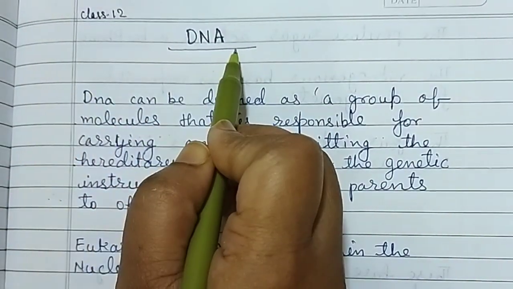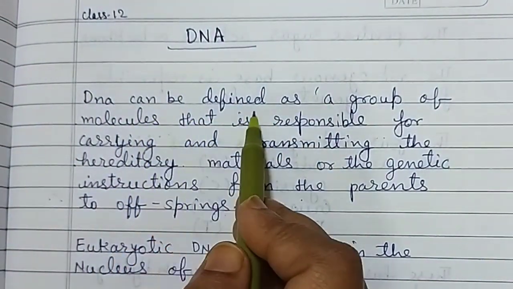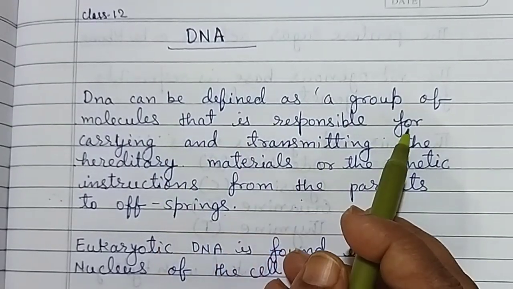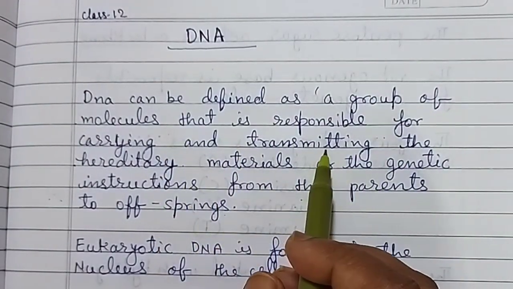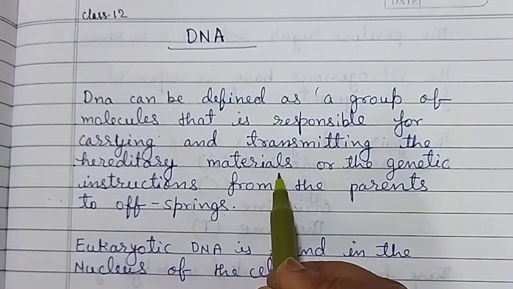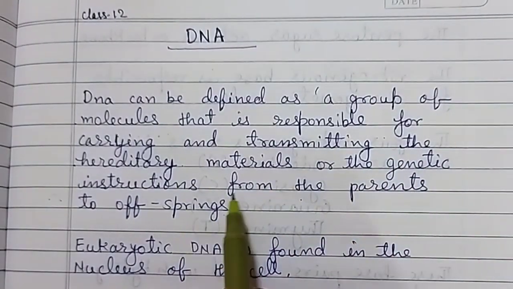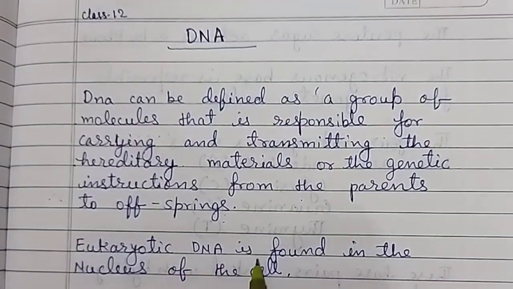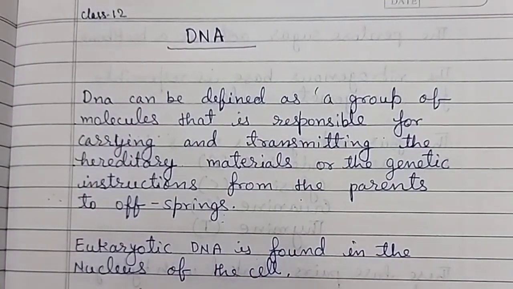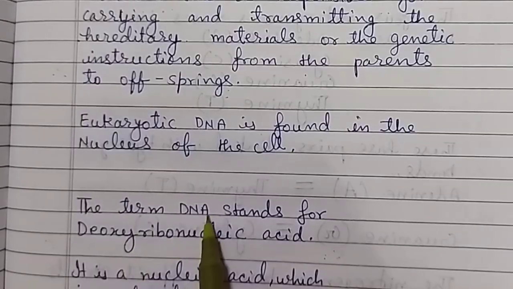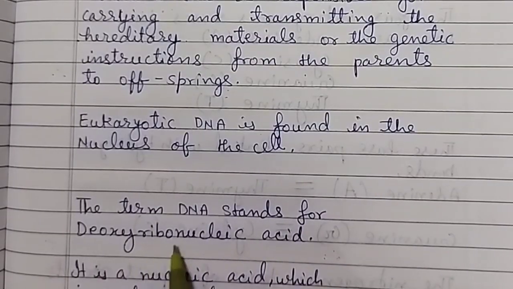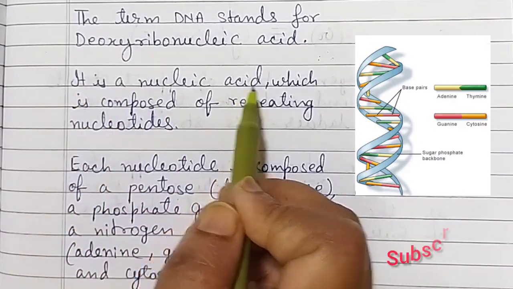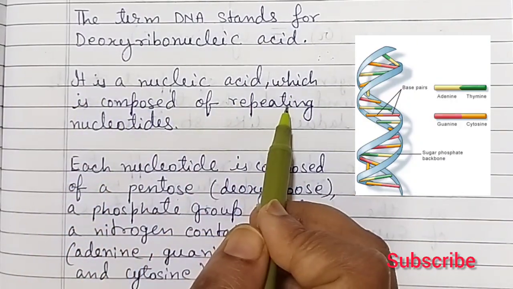Short note on DNA. DNA can be defined as a group of molecules that is responsible for carrying and transmitting the hereditary materials or the genetic instructions from the parents to the offspring. Eukaryotic DNA is found in the nucleus of the cell. The term DNA stands for deoxyribonucleic acid. It is a nucleic acid which is composed of repeating nucleotides.